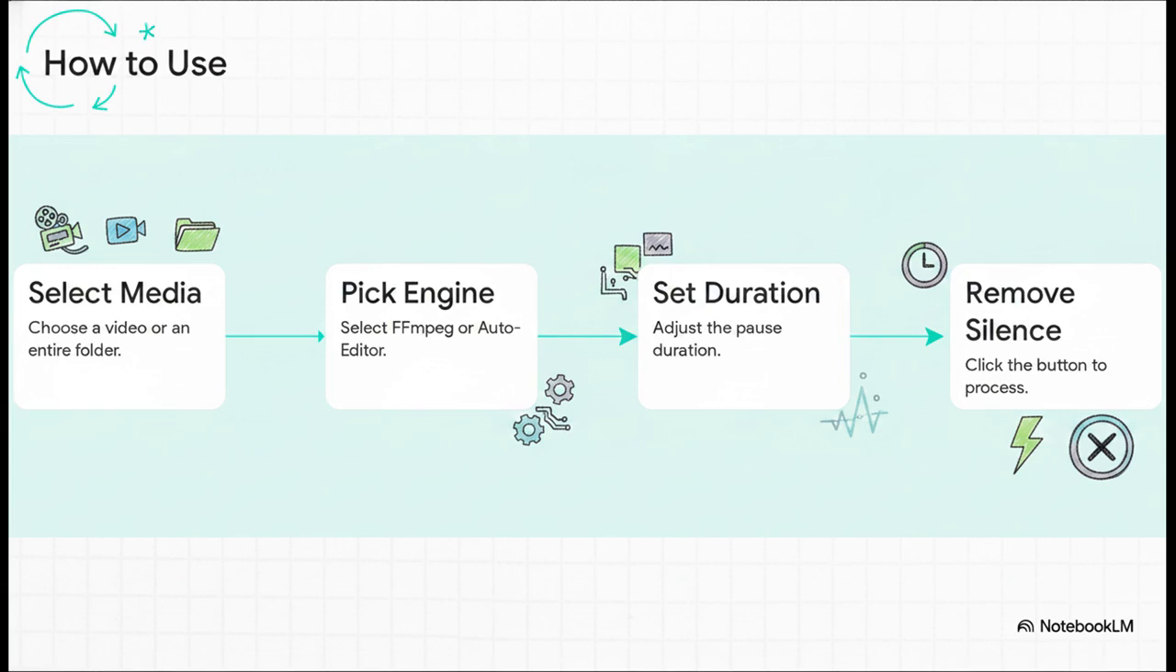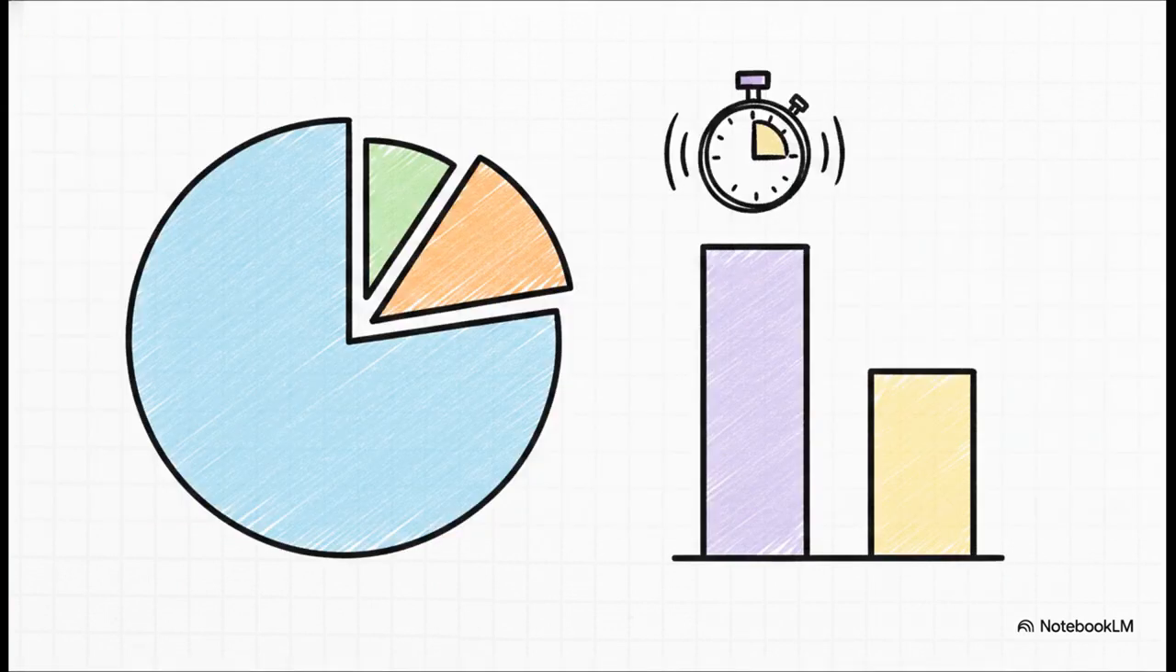Once everything is installed, the actual day-to-day use is a brilliantly frictionless 4-step workflow. Step 1, select your video file or an entire folder of files. Step 2, choose your processing engine. Again, that'll likely be FFmpeg most of the time. Step 3, adjust your pause duration to fit your desired pacing. And step 4, simply click the Remove Silence button. That is literally it. There are no complex video timelines to navigate, no confusing export settings to decipher. It is wonderfully beginner-friendly. And the immediate payoff is fantastic.